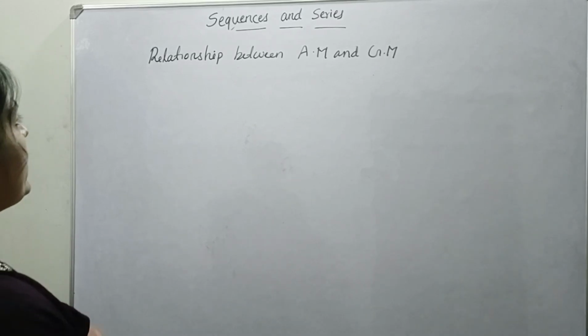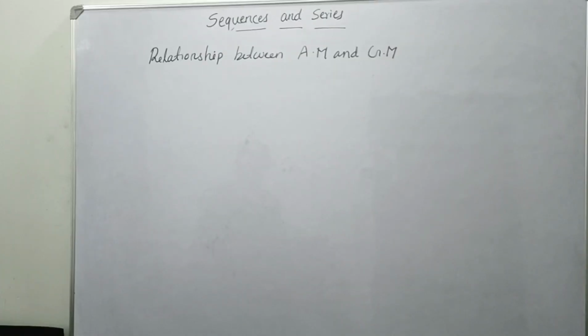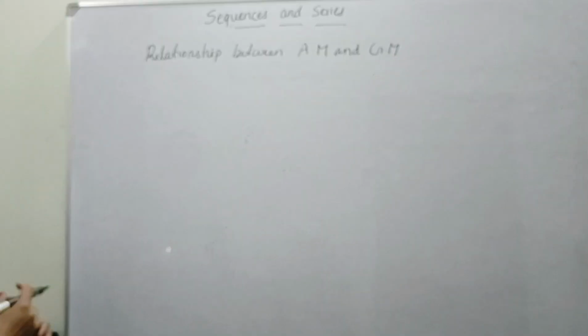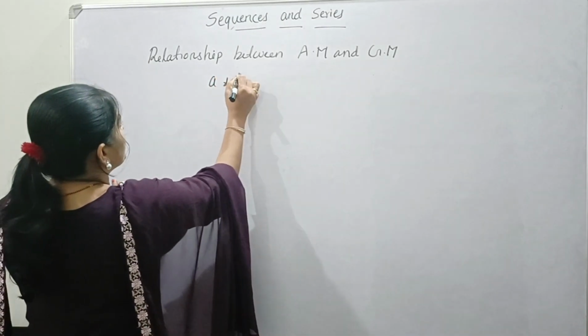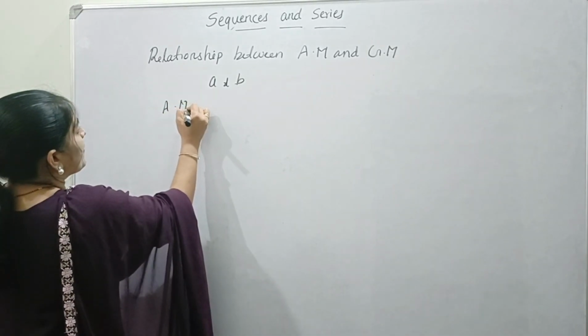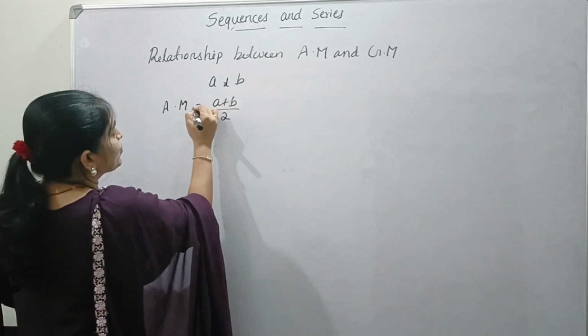Next topic, relationship between arithmetic mean and geometric mean. Last topic of this chapter, arithmetic mean and geometric mean. Let us take any two real numbers a and b. Then the arithmetic mean, AM, is a plus b divided by 2.